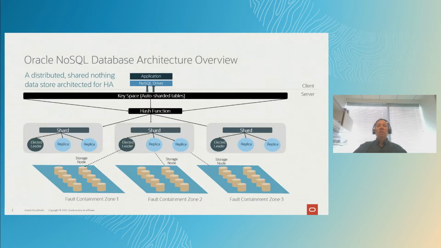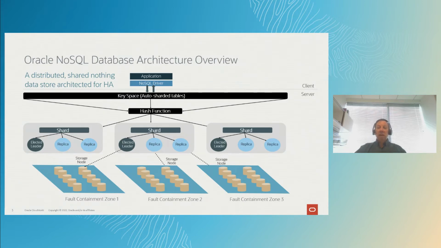So Oracle NoSQL is a client-server shared nothing data store architected for HA from the beginning. Whether you are looking at it from the point of view of the cloud service or the on-premise product, it is essentially the same at the database level. The key difference between the two is the cloud service is fully managed and the on-premise product is self-managed.